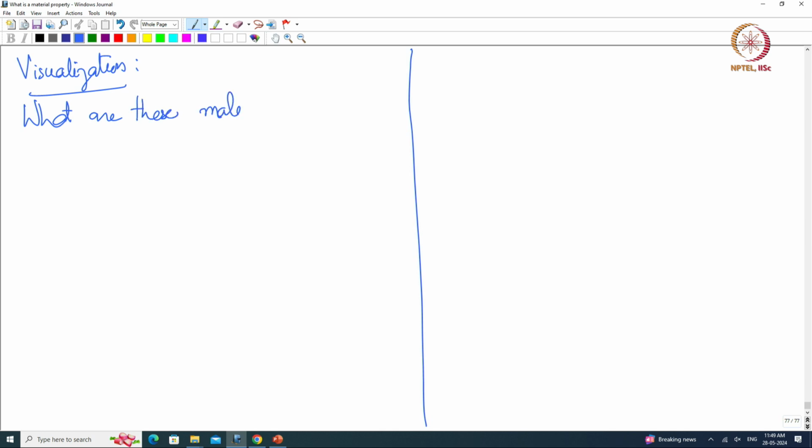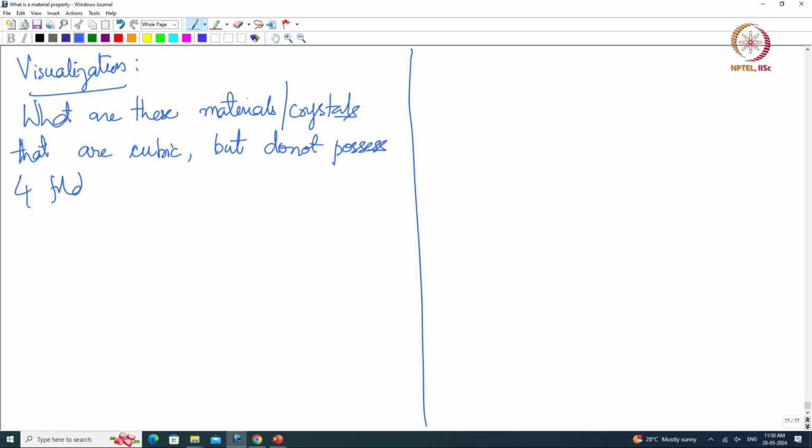These materials or crystals. Crystals, I am using it in a very loose terminology, right. So, crystals meaning something that is available that can be mined, and so sapphire is a crystal, for example, diamond is a crystal, and so on and so forth, right. So, what are these crystals in a gem kind of terminology, a jeweler type of terminology, right. So, what are these crystals that are cubic, but do not possess 4-fold symmetry, right, or not. What are those crystals? Example of a crystal.